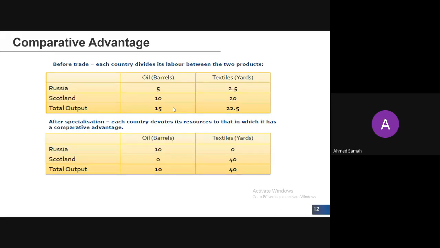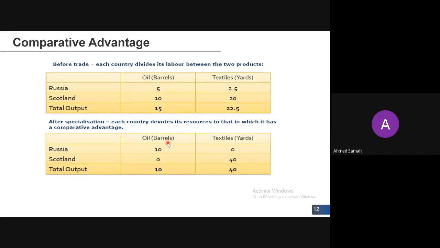So if they were actually producing both the goods, when we add the total product, then the total output will be 37.5 in this case. But after specialization, let's say because Russia has a competitive advantage in producing oil, they can choose to produce the maximum. They can decide to use all their labor to produce oil without production of any textiles. So they can maximize their oil production, and in the case of Scotland, they can maximize their textile production.